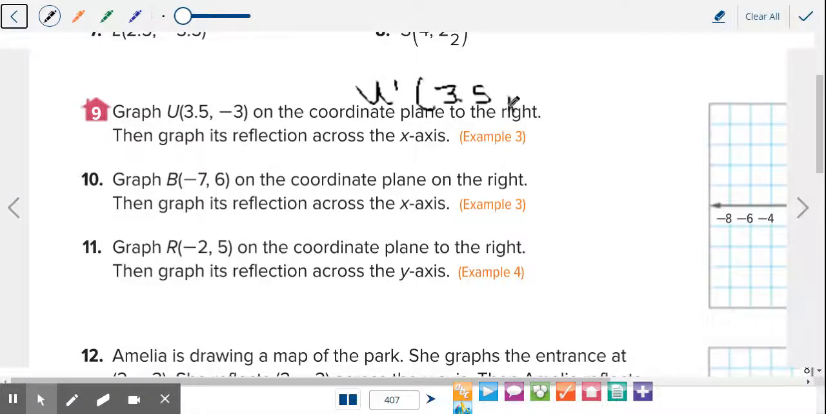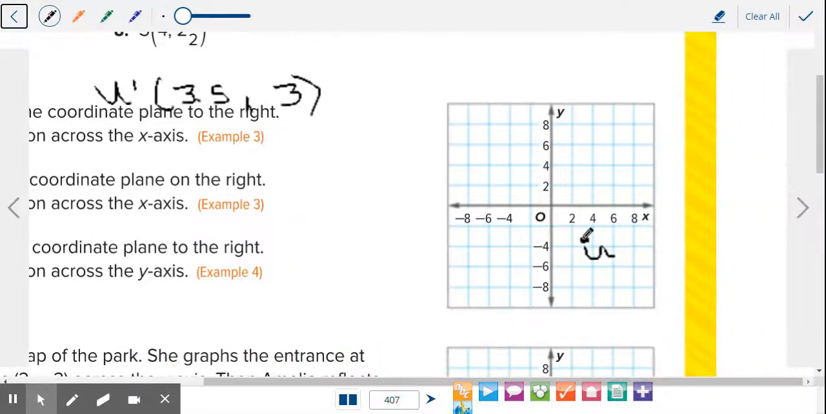So since we're changing this to the opposite, what's the opposite of -3? Destiny? 3. Okay, so I literally just go straight up and we go to 3 right here. And that would be U prime. That's how you label it. It's like a little apostrophe.